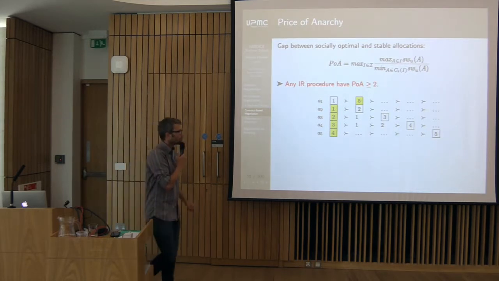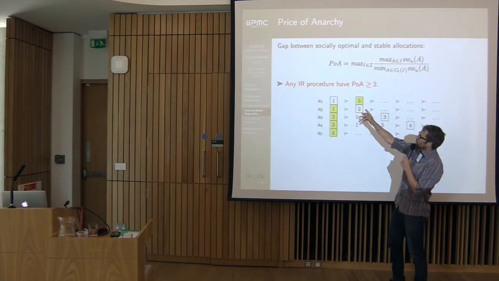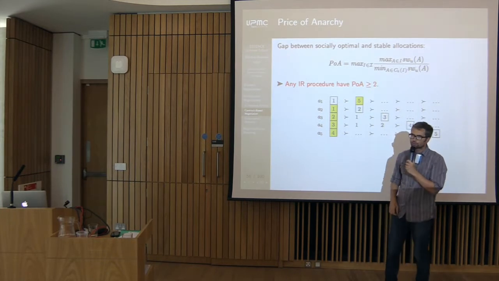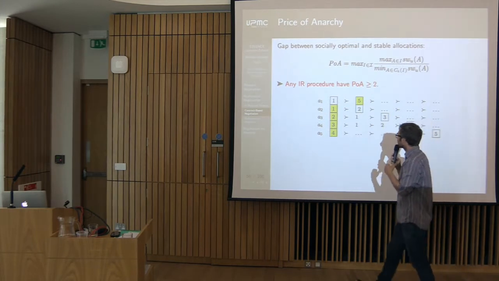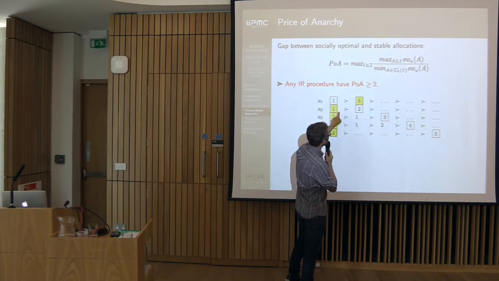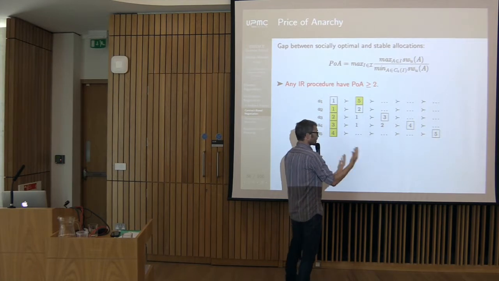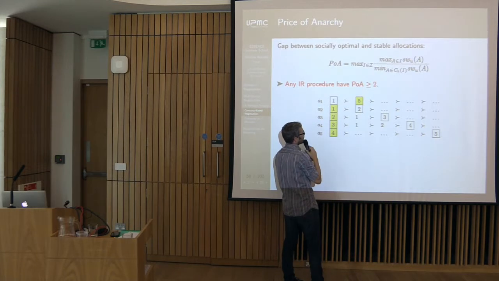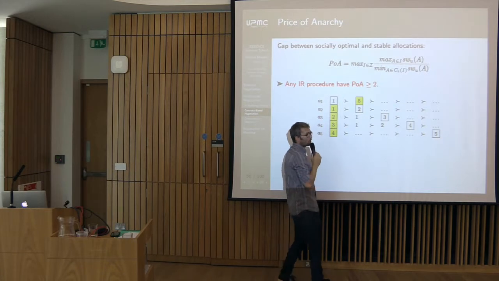Well, now look at this. If my protocol respects individual rationality, then this price of anarchy must be at least 2, meaning that the ratio must be 2 at least. Why? Look at this. I have a situation, the white situation, 1, 2, 3, 4, 5. Say allocation 1, and I have allocation 2, the yellow allocation, where 5 is here, 1, 2, 3, 4 are here. Okay?